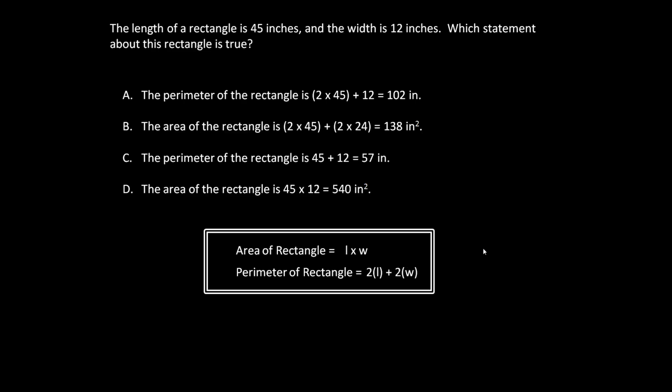All right, let's take a look at the first statement. The perimeter of a rectangle, perimeter, is open parentheses 2 times 45 close parentheses plus 12 equals 102 inches. Well, let's take a look at that statement. This says that it's for perimeter of a rectangle. Let's look at the formula for perimeter of a rectangle. You got 2 times the length plus 2 times the width. Well, I see 2 times the length in the equation, but not 2 times the width.